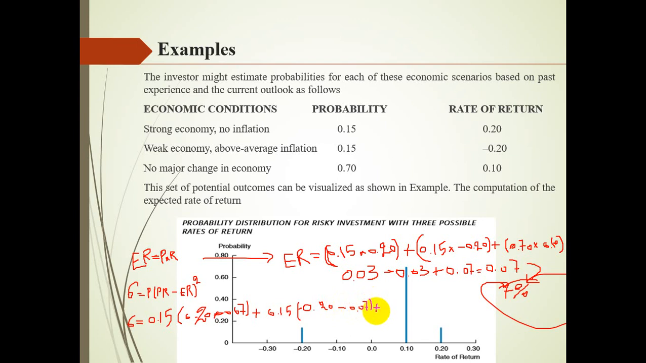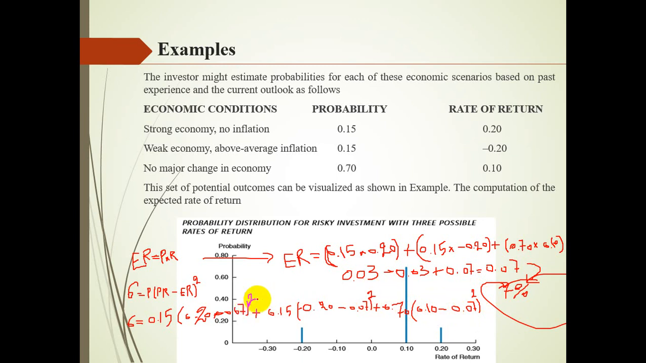Plus the next return, with probability 0.70, multiplied by the return 0.10 minus expected return. The expected return is 7%, so 0.07, and square of it, right? All of them need to be squared, and then you will get the risk, correct, the variance.